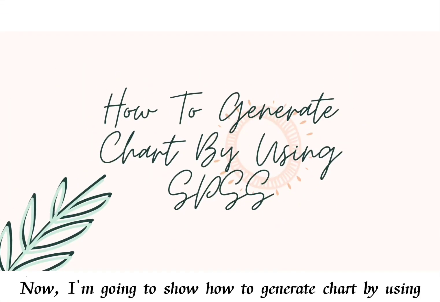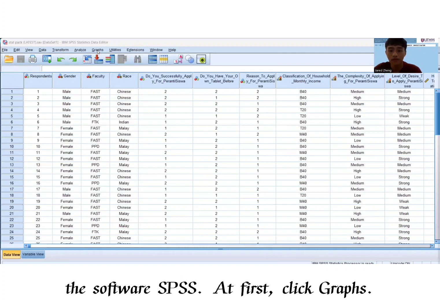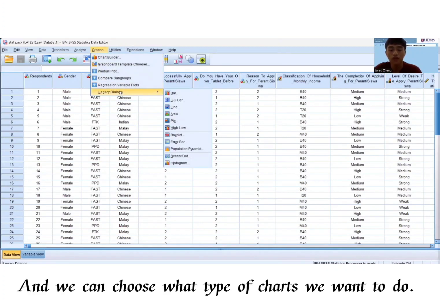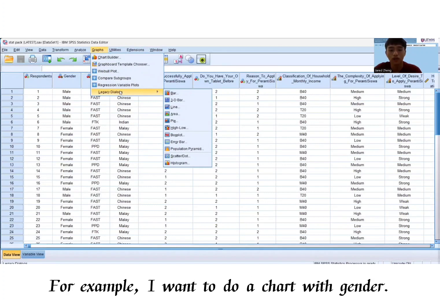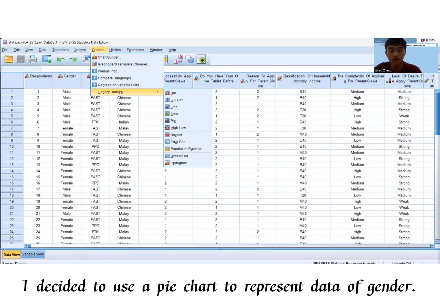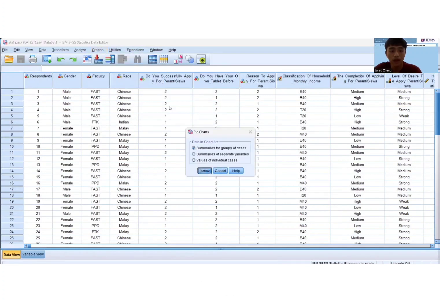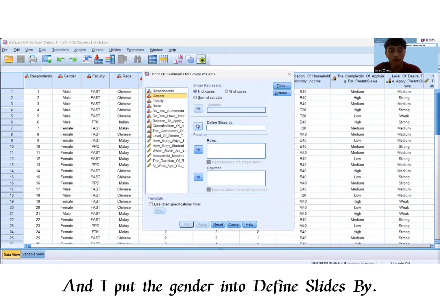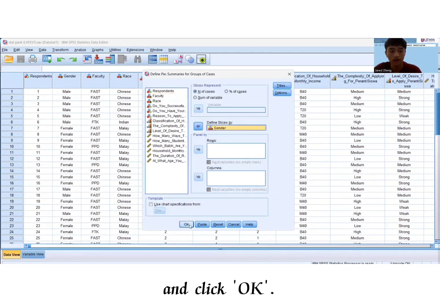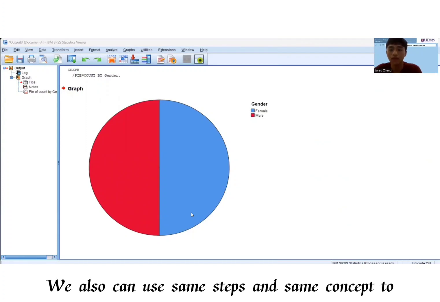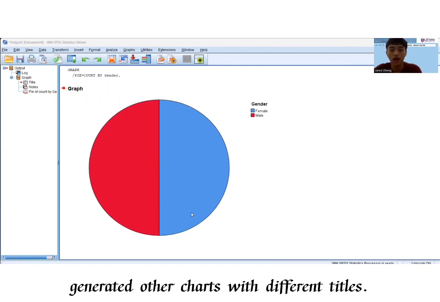Now I'm going to show how to generate a chart by using the software SPSS. We click Legacy Dialogs, and we can choose what type of chart we want to do. For example, I want to do a chart with gender. I decided to use a pie chart to represent the data of gender. So I click Pie, and I put the gender into Define Slices By, and click OK. Then the pie chart is generated. We can also use the same steps and the same concept to generate other charts with different titles.